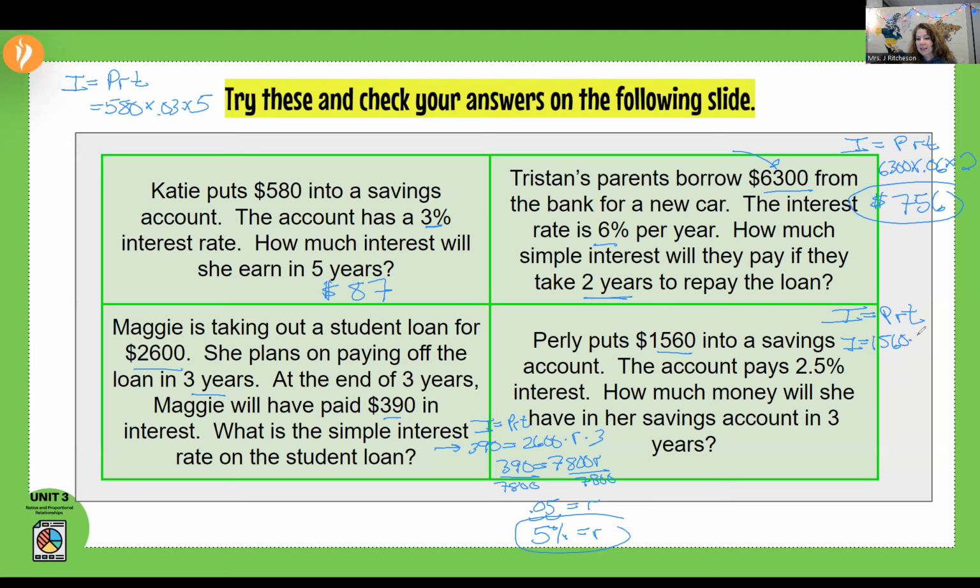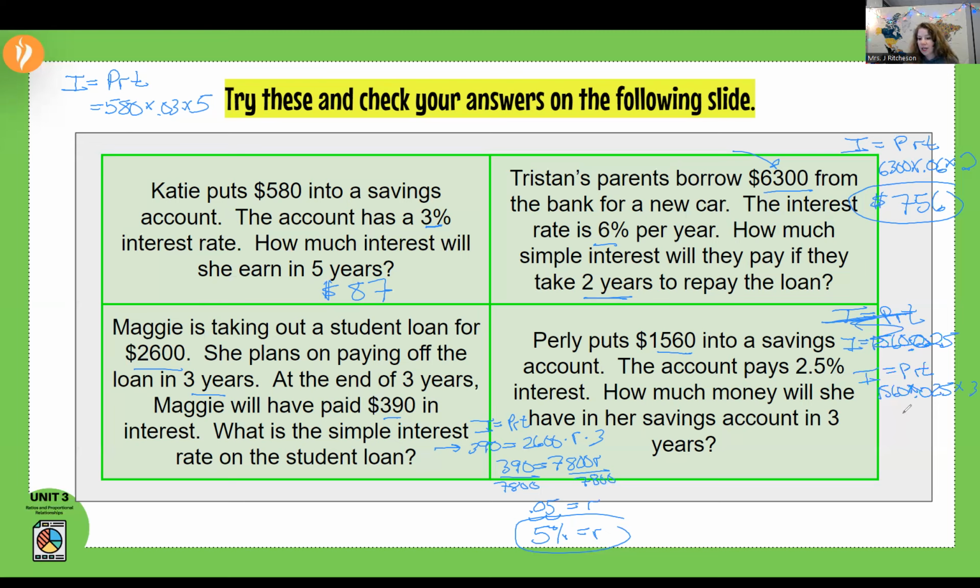$1,560 times 2.5. I'm sorry, I didn't turn that into a decimal, you guys. Oh my goodness. Sorry, I need more room. Y'all can't even read this. PRT. All right, so her principal is 1,560. Our rate is 0.025, which you still can't read that, times 3 years. So we're going to put that in our calculator. 1,560 times 0.025 times 3.